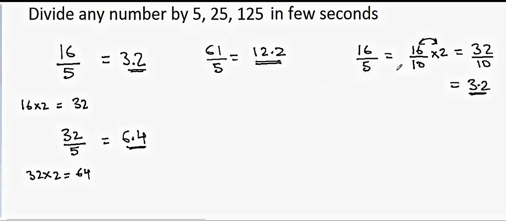So as you can see, the explanation is very simple, but most of the time we don't remember this relationship, and that's why we go with a longer calculation by actually dividing it by 5. The same trick can also be used to divide by 25. In this case, suppose I have 16 and I want to divide by 25. Instead of multiplying by 2, I will multiply by 4. So 16 into 4 is equal to 64.